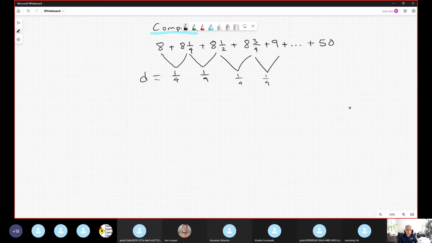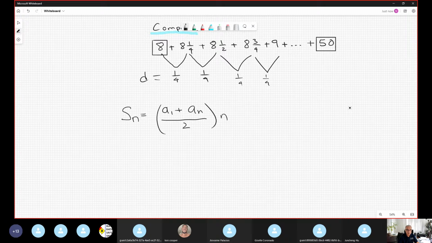The summation formula is S sub m, capital S, sub m is equal to a1, which is 8, plus a sub m, the last, 50, divided by 2, and multiplied by m. The problem is to find m. How many elements do we have in this sequence? I have no idea. Let me try.